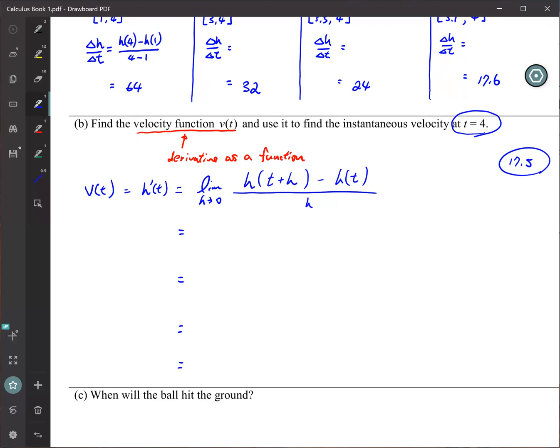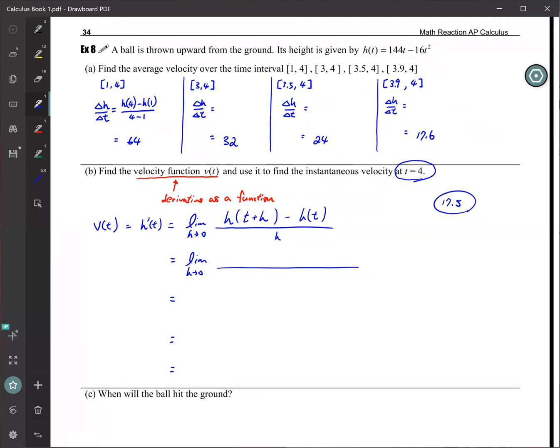Right. So then you start subbing into the function, so it becomes the limit as h goes to 0. Leon, can you tell me what it looks like after you sub in? 144 times (4 minus h). We are not using 4. We're using t plus h. Oh, t plus h. Yeah, double check your definition. Oh, okay, one second then.